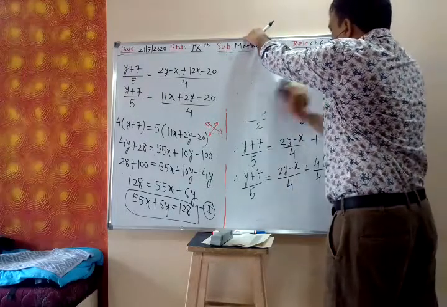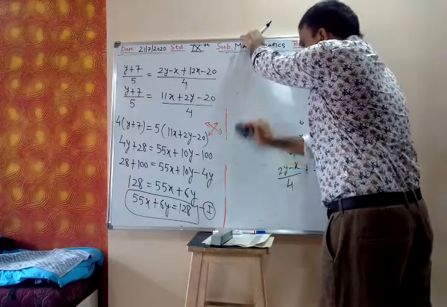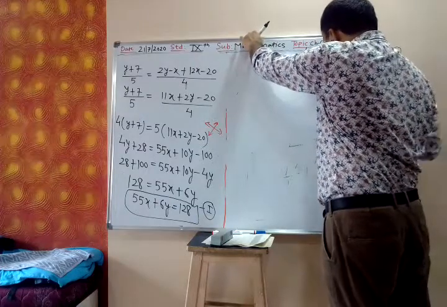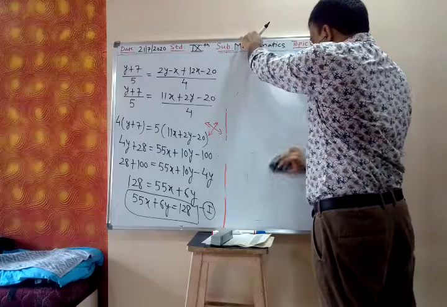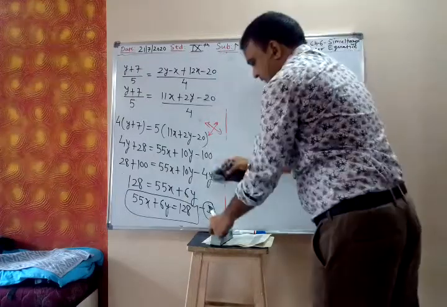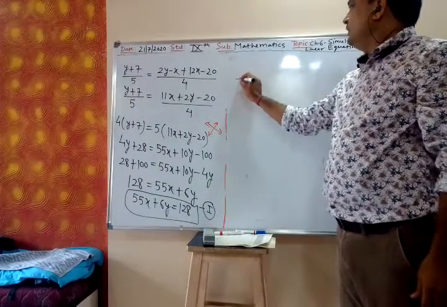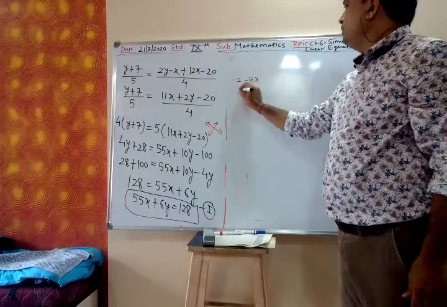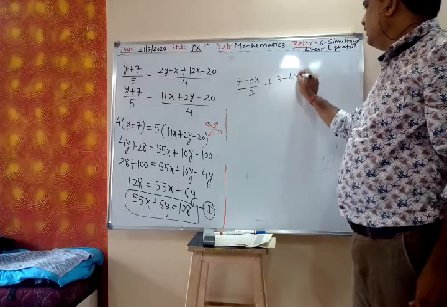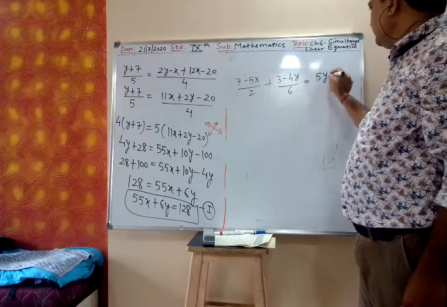Simplify the second expression and get equation 2. So first you have to get equations 1 and 2 before the equating coefficient method. What is the second part? 7 minus 5x upon 2 plus 3 minus 4y upon 6 is equal to 5y minus 18.